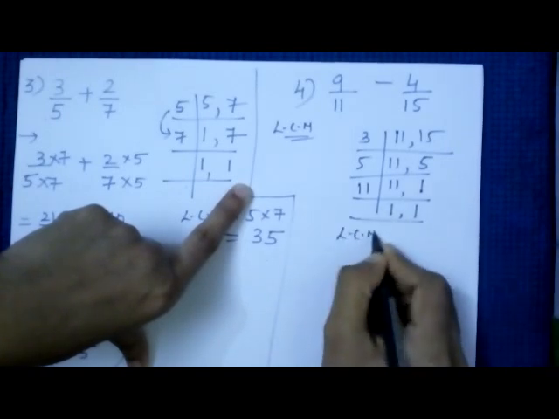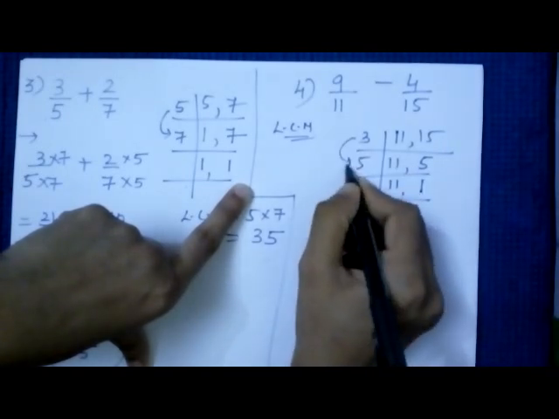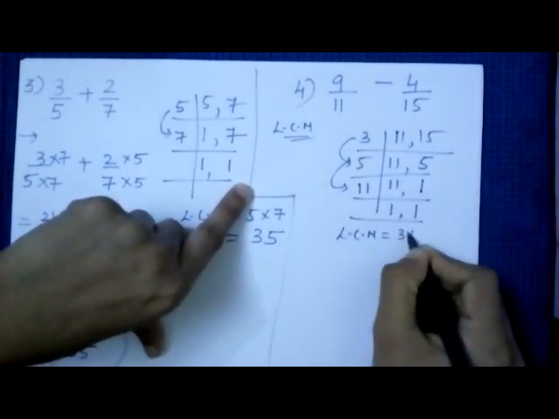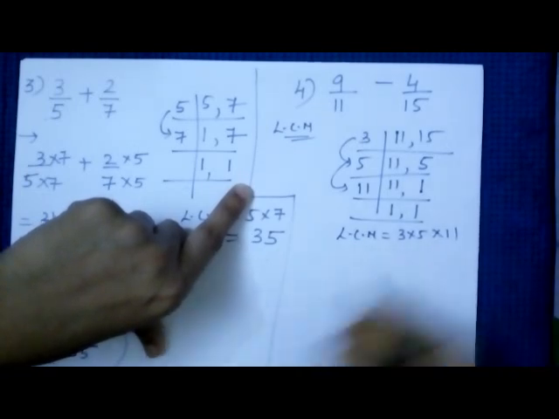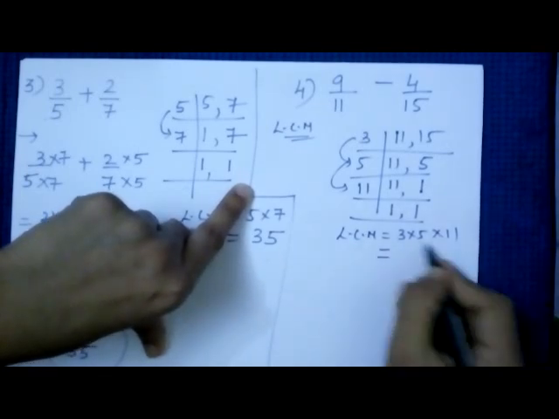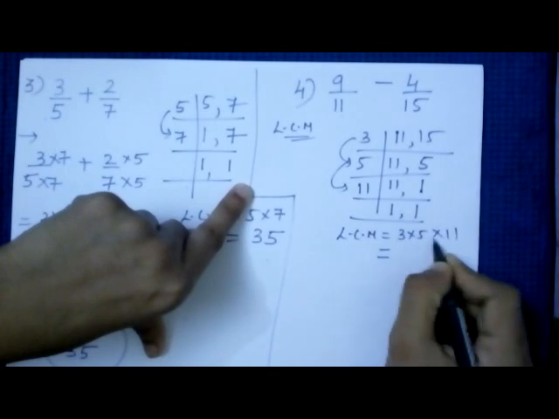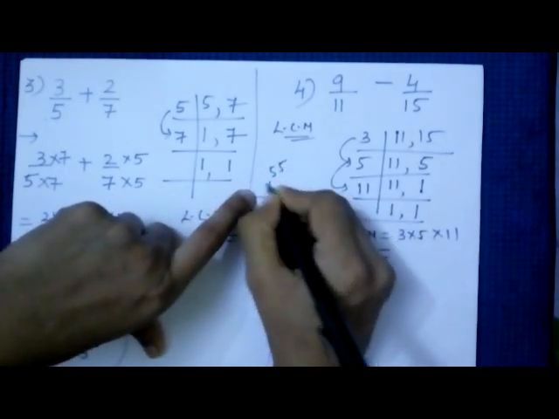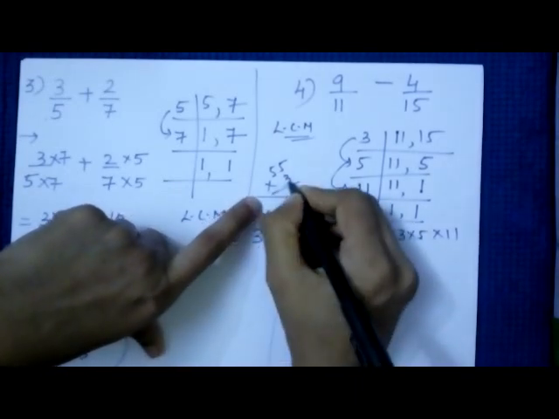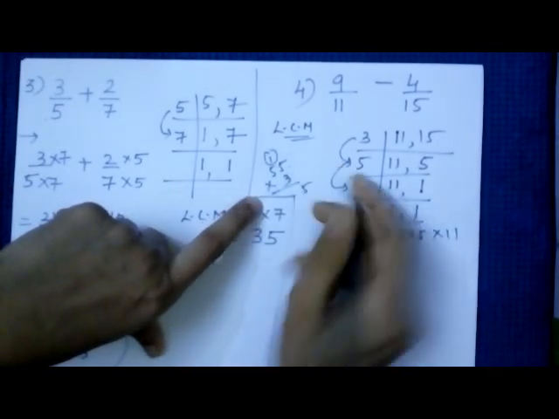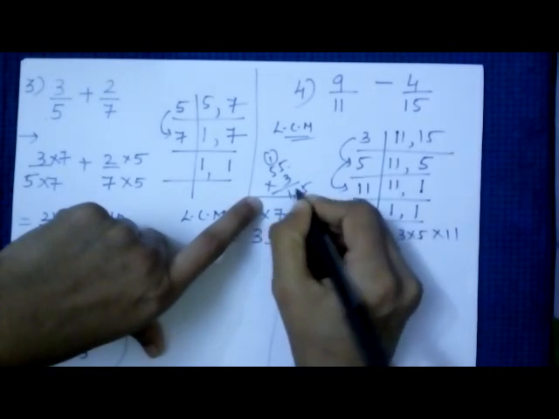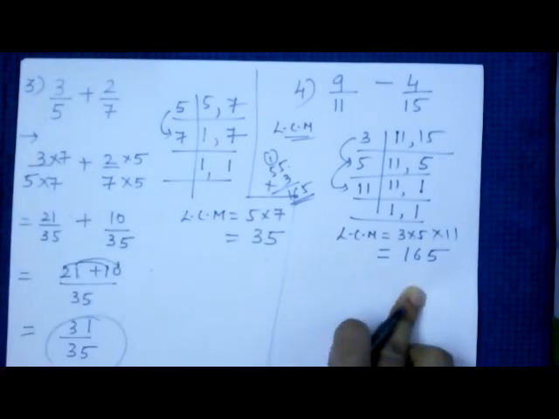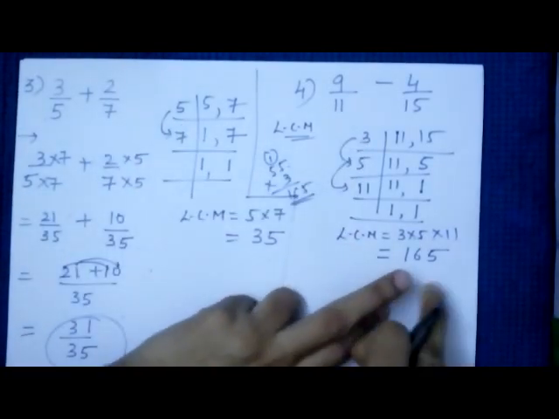Now our LCM will be, we need to multiply these three numbers 3, 5 and 11. So 3 into 5 into 11. So you can multiply 11 5s are 55, and 55 3s are, let us check, 3 5s are 15, carry 1, 3 5s are 15 and 1 is 16. So 165. LCM is 165. So here we got LCM 165.